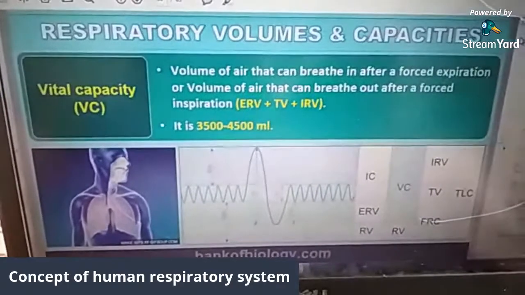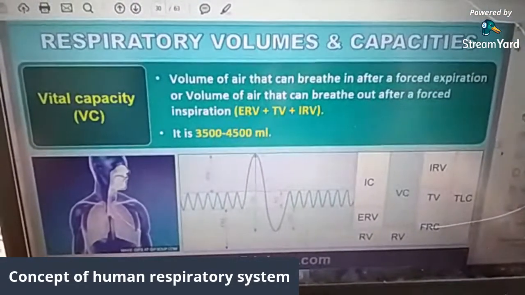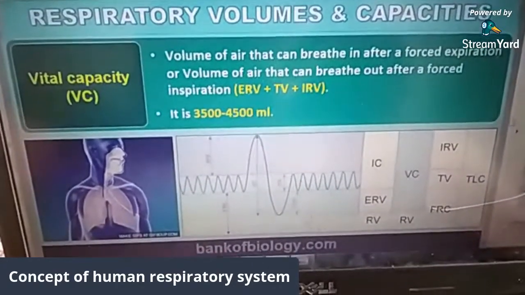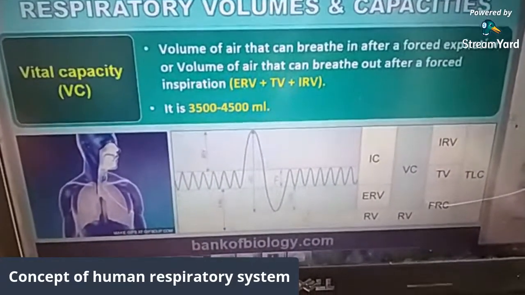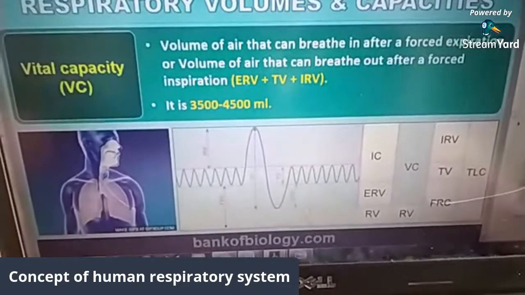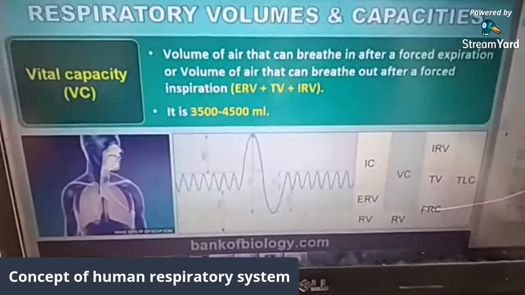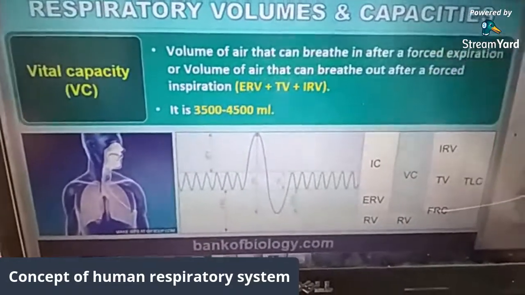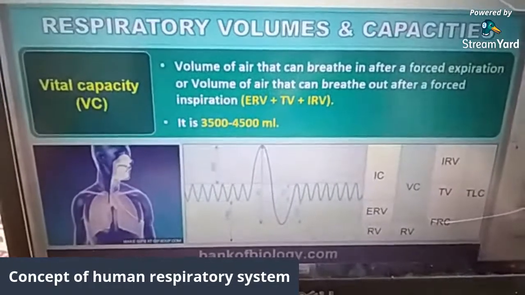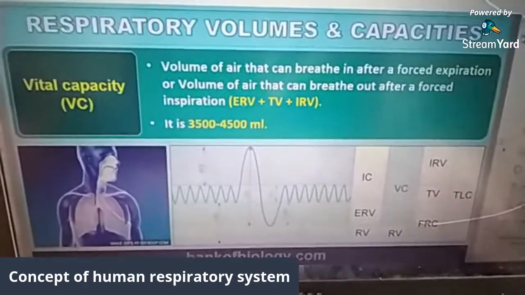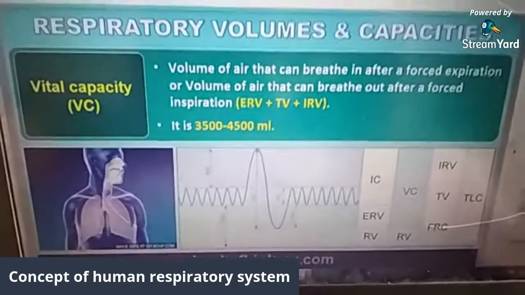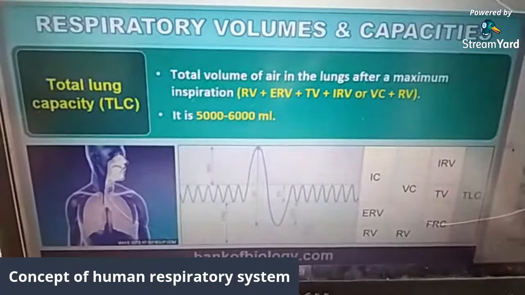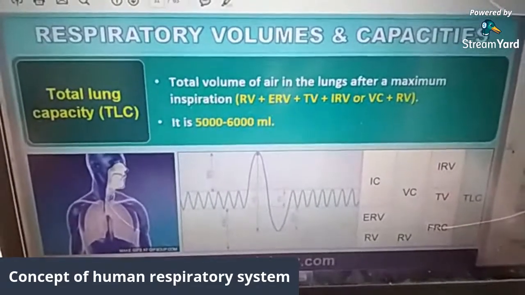Next is the vital capacity. Volume of air that can be breathed in after a forced expiration, or volume of air that can be breathed out after a forced inspiration. That's called the VC.